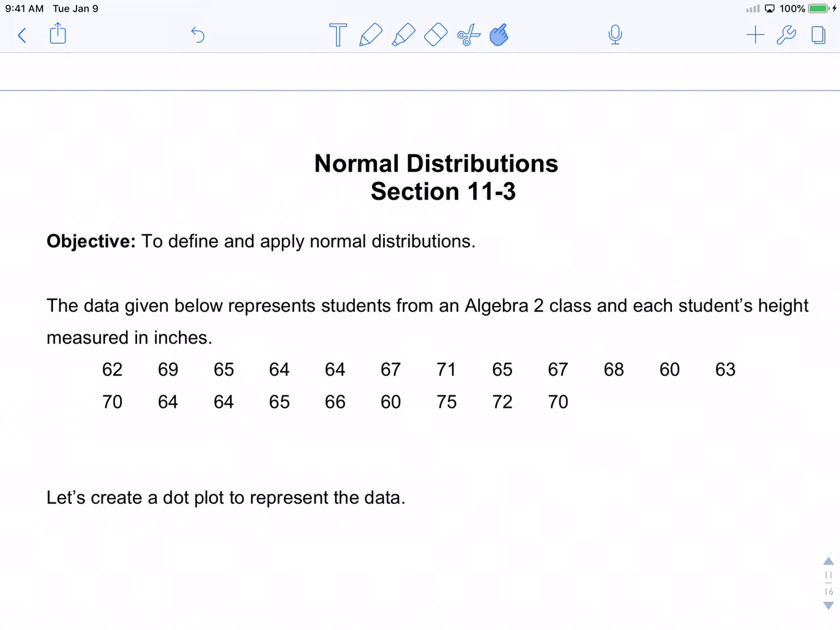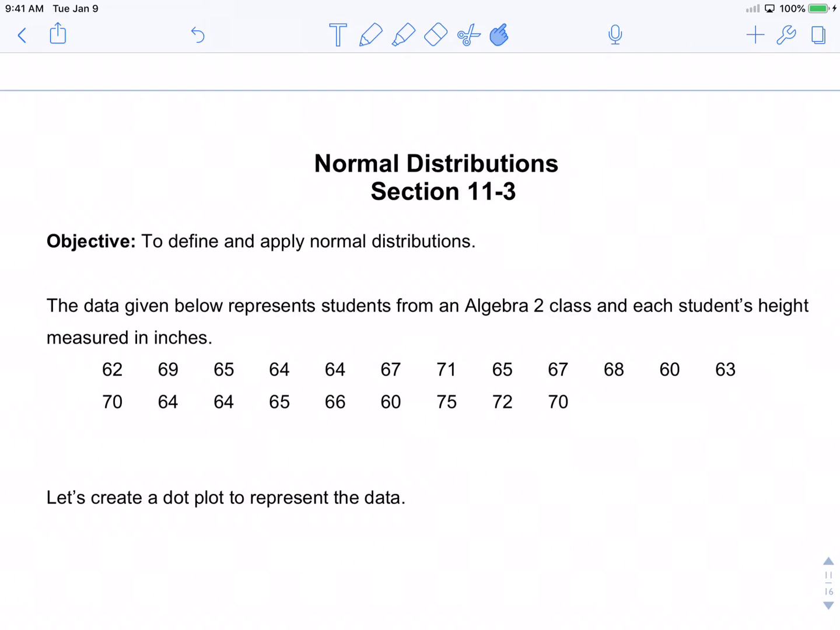The information that I have listed here is information from an Algebra 2 class. There are 21 students here, and there were 21 students in our class. So I tried to get a range of the heights of the students that would exist for a class of Algebra 2 students. What I'd like you to do is pause the video and below make a dot plot.